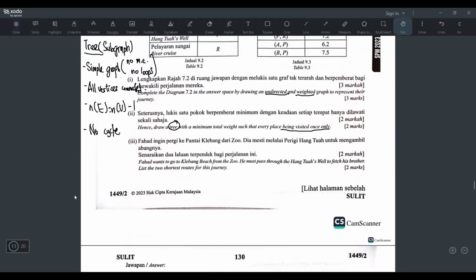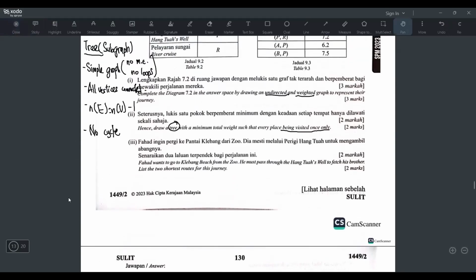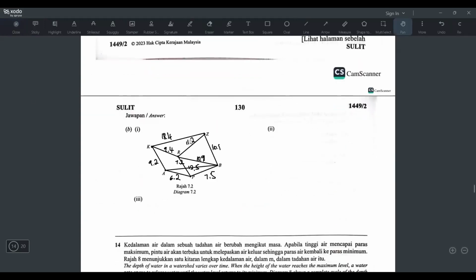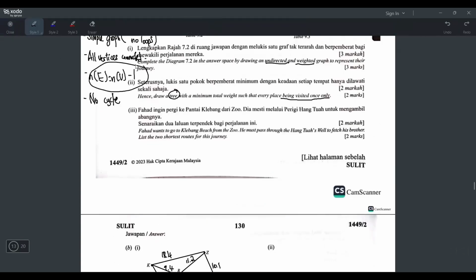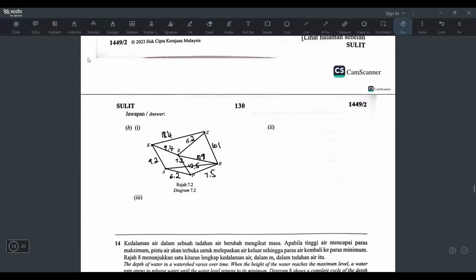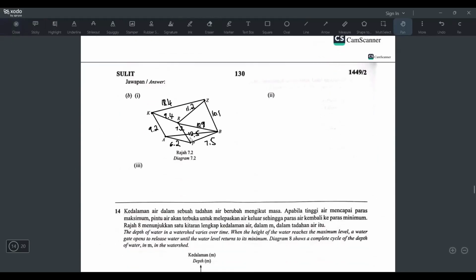Okay, let me tell you the method I usually teach my students. So usually the way I teach is I will ask my students to count how many edges and how many vertex. Right? Because we want to follow this, NE equals NV minus 1. So I will tell them to count how many vertex and how many edges, and we determine how many edges we have to padam.